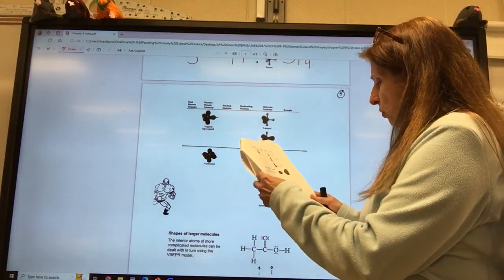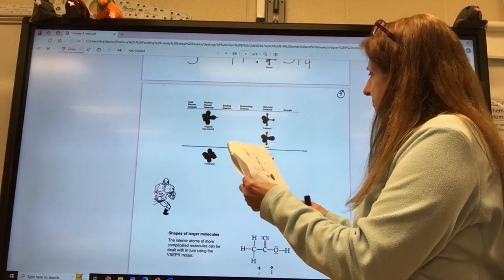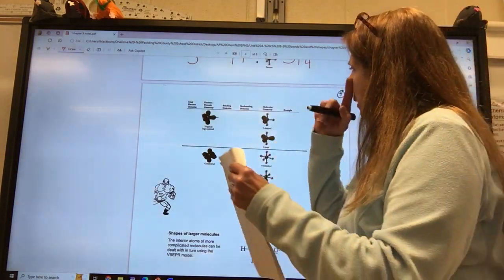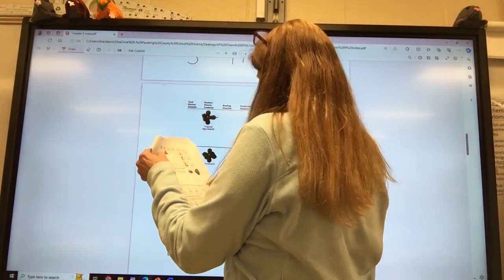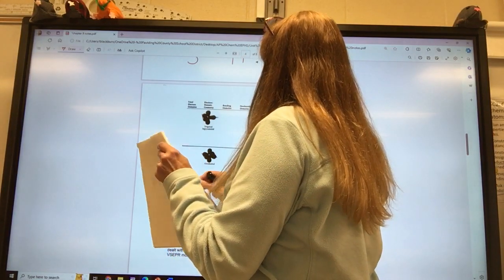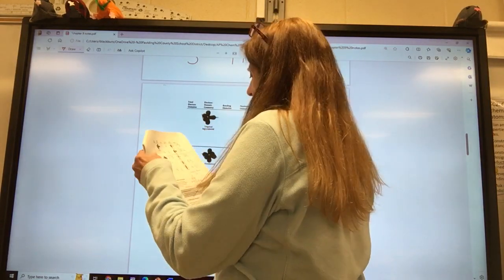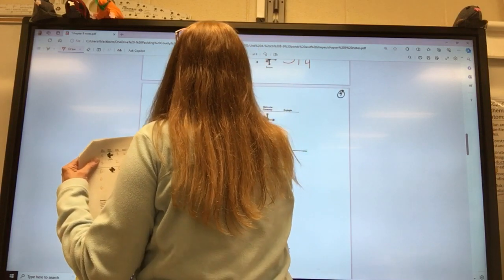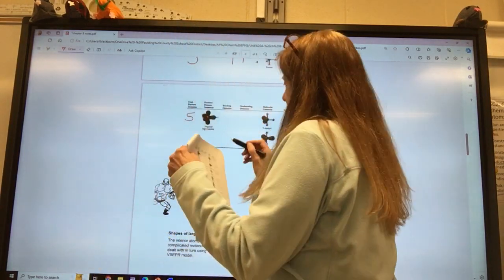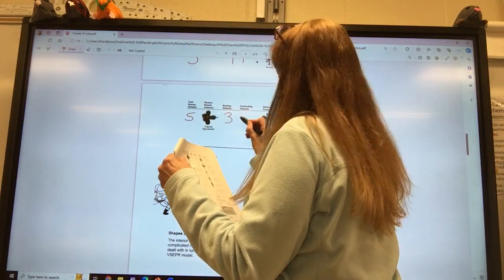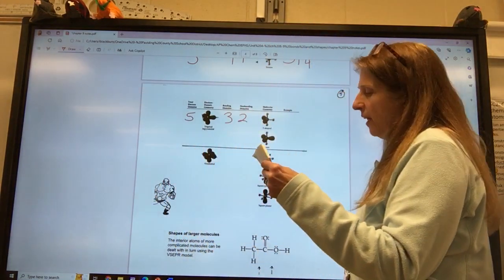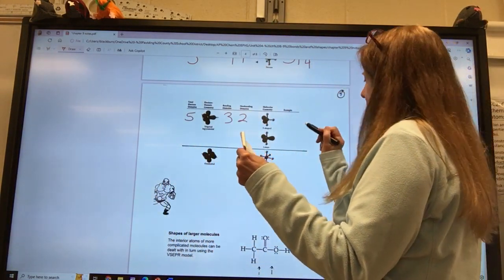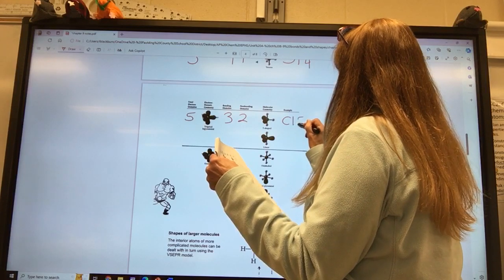So next, page 4. Total electron domains. We could also have 5 of them. We could have 3 bonding and 2 unshared pairs, and that's how you get T-shaped. So our example is ClF3.